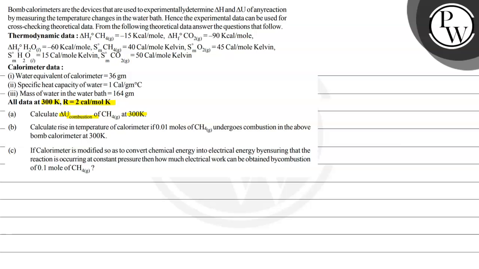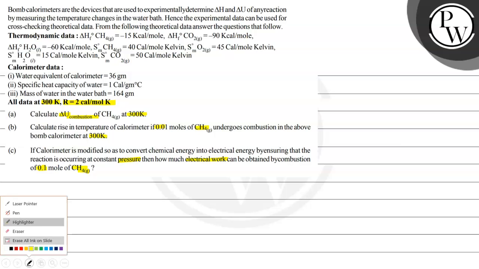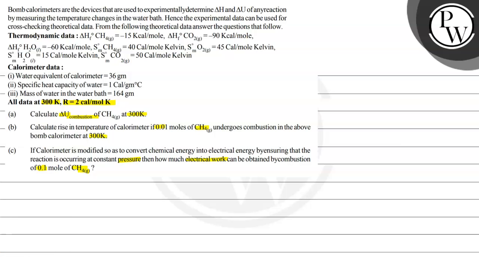Second, calculate the rise in temperature of calorimeter if 0.01 moles of CH4 undergoes combustion in the above bomb calorimeter at 300 Kelvin. And third question is, if calorimeter is modified so as to convert chemical energy into electrical energy by ensuring that the reaction occurs at constant pressure, then how much electrical work can be obtained by combustion of 0.1 mole of CH4 gas? So let us solve each question one by one.